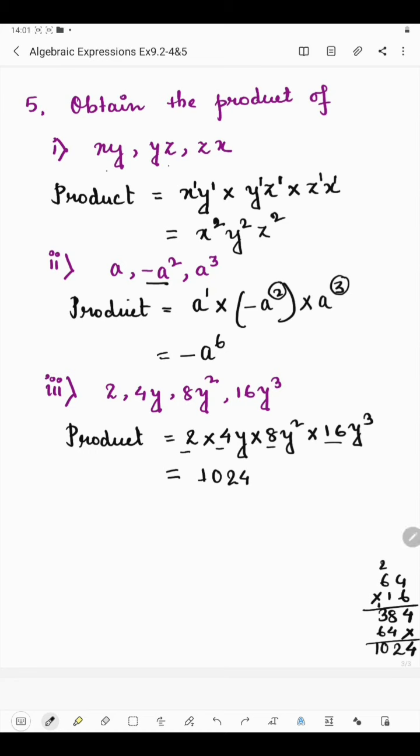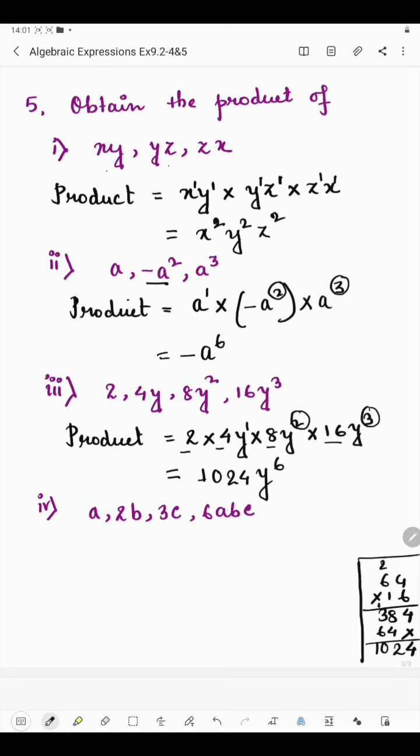Now we will count the variable here. Here the variable is only y, so we will count how many times y is present. So it is 3 plus 2 is 5, 5 plus 1 is 6. So the power of y will be 6. So it will be 1024 y to the power 6. Okay, now coming to the next part.